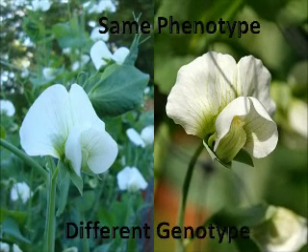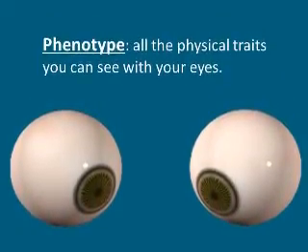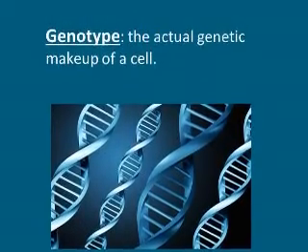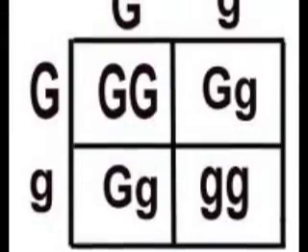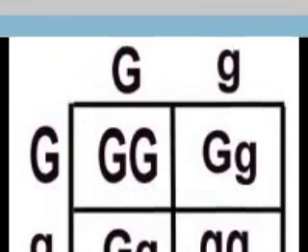Also, due to Mendel's exactness in his data, he realized that some pea plants had the same phenotype but not the same genotype. And what do these two words mean, you ask? Well, phenotype is all the physical traits you can see with your eyes, and genotype is the actual genetic makeup. Using Punnett squares, anyone can use simple mathematic probability to predict genotype and phenotype combinations.